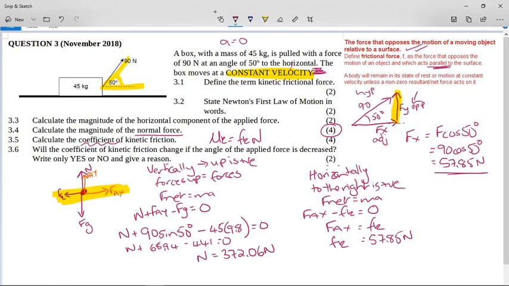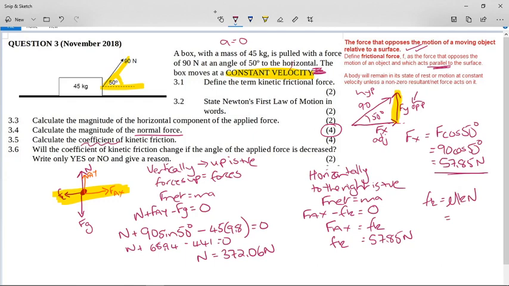They asked for the coefficient of kinetic friction. So this formula here, I wrote this formula wrong. That's terrible. Did I write it wrong? I need to get my data sheet out and check. Just hold on with me one second while I get my data sheet out. Okay, no, I'm right. Fk, the force of kinetic friction, equals mu k times N.